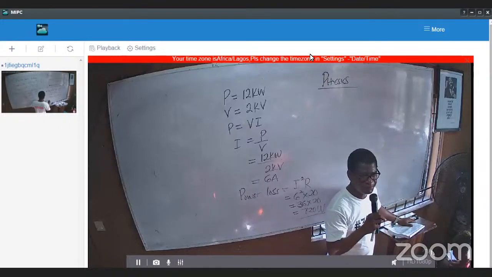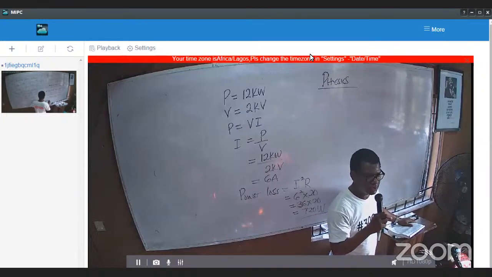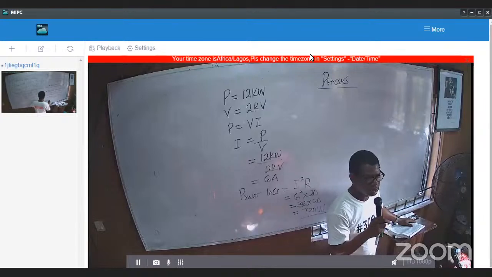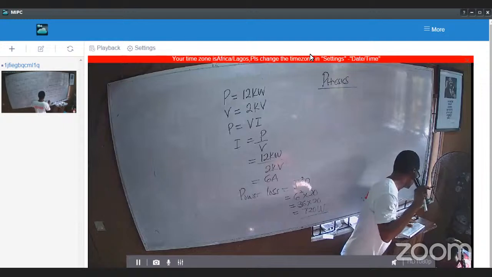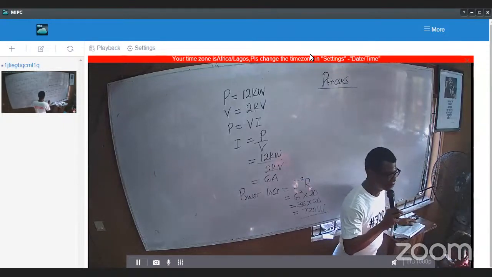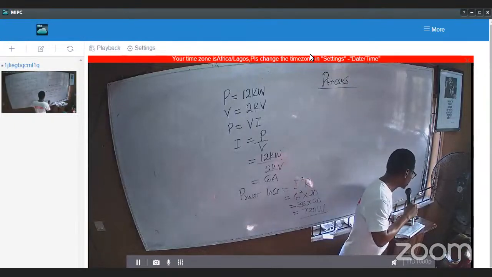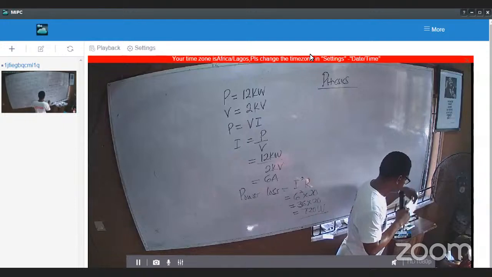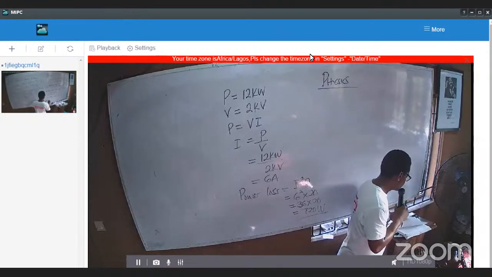Number 2, the fuse is connected to the live wire. Number 3, the earth wire is color blue.